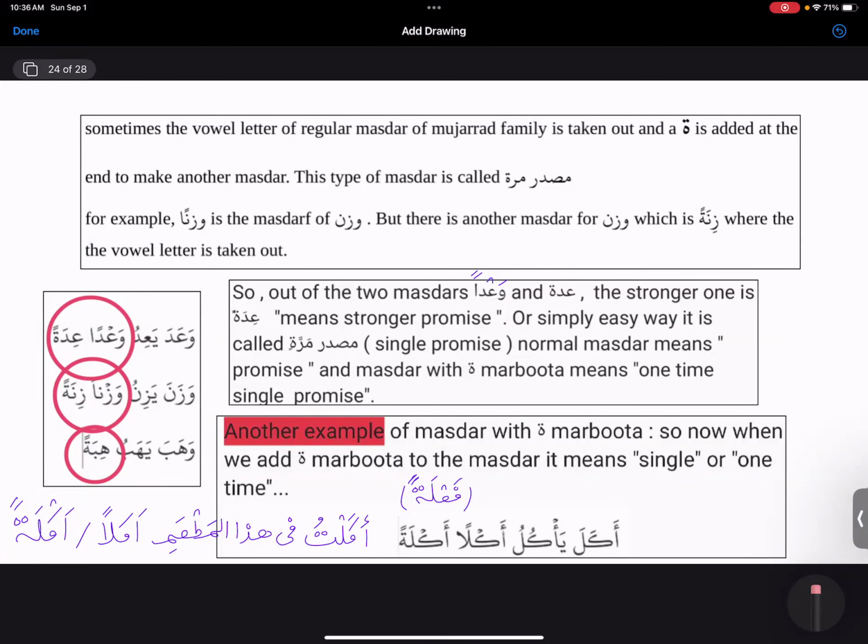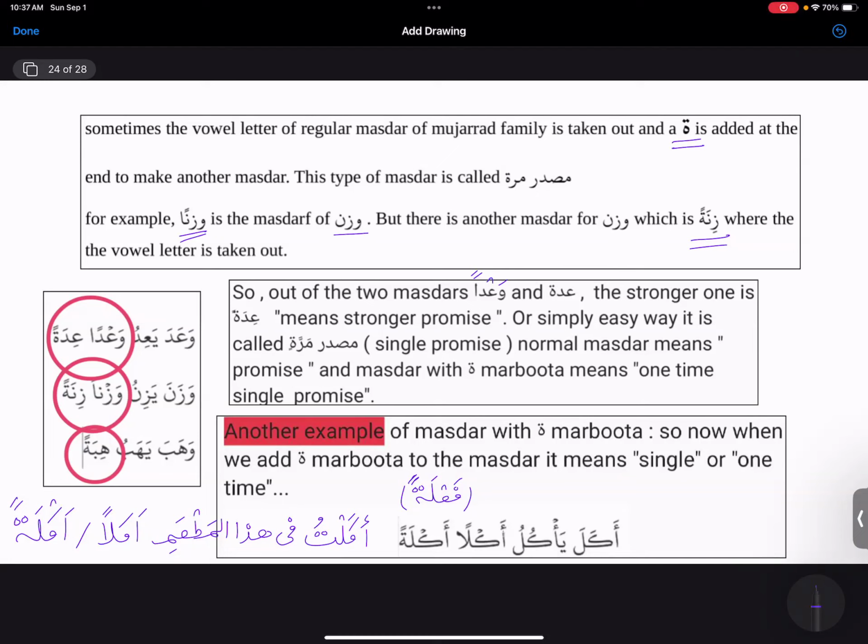So now, sometimes a regular masdar of the mujarrad family takes a ta, right? So it's going to have a regular masdar, and it can have another masdar with a ta with it. For example, wazana yazinu, and then waznan. This is the regular masdar. But then it can take another masdar, and that could be zinatan. Right? So now this zinatan is basically a special masdar. It can refer to one time, or it can be used for hyperbole, meaning to make it stronger.